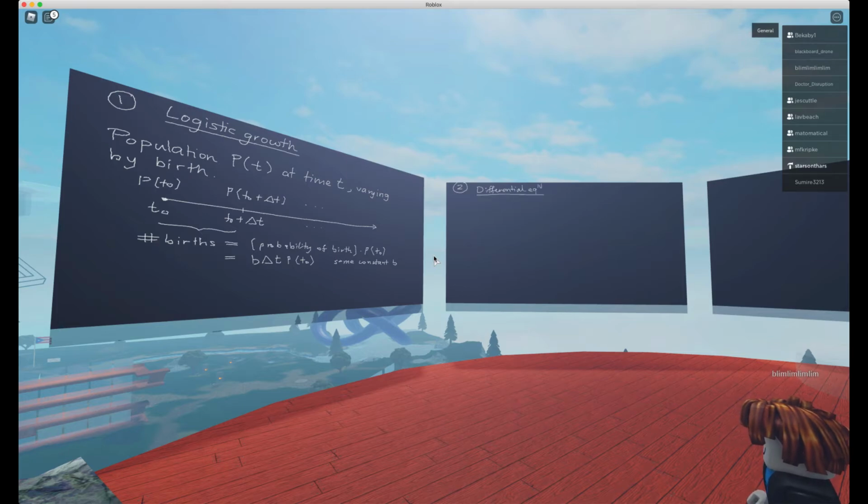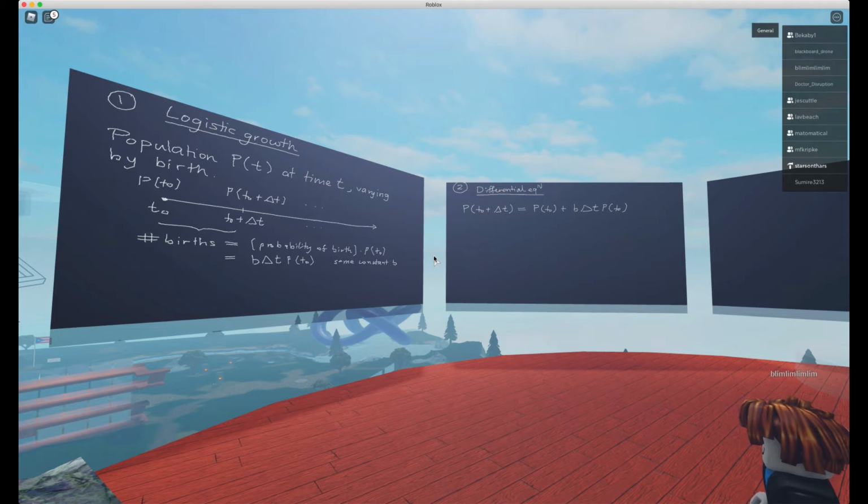Okay, so if we just take that assumption, what it leads to is the following, that the population at the next increment of time is the original population plus this increment, the number of births, which was by hypothesis b delta t P(t0).